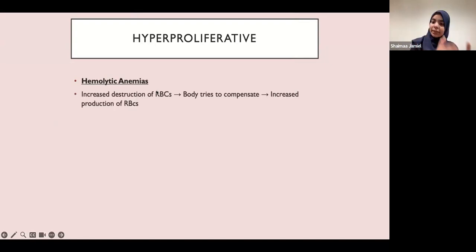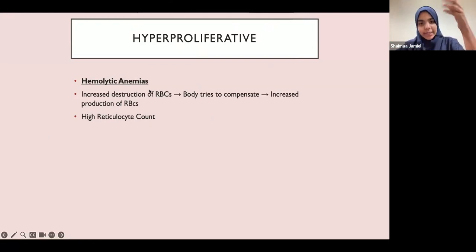And because there is increased destruction of RBCs, the body will try to compensate by what? By increasing the production of RBCs. So there will be hyperproliferation in response to the increased destruction, okay? I hope that makes sense. So you'll find a high reticulocyte count because the body is hyperproliferating. There is a lot of blood being formed because of those hemolytic anemias, okay? So any cause of hemolytic anemia would be hyperproliferative.